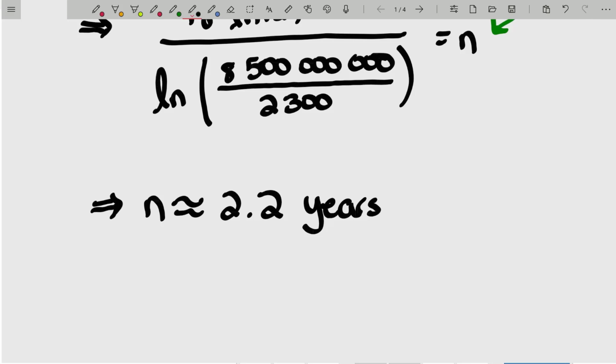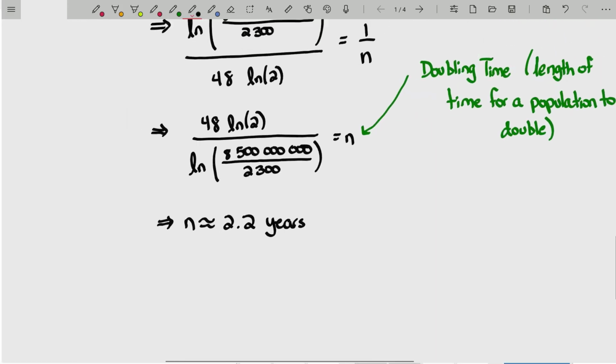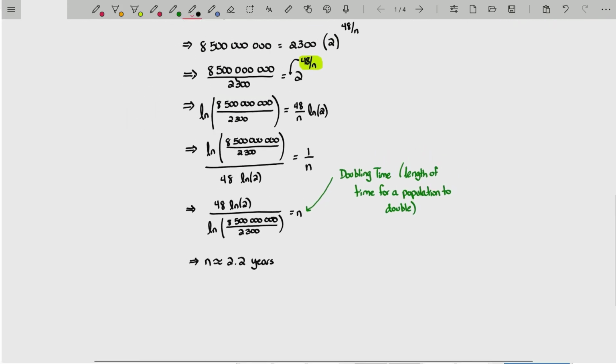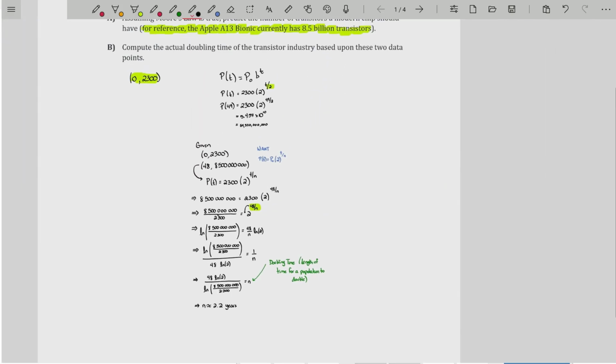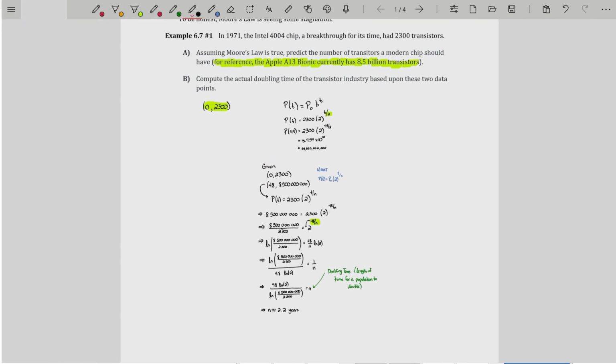The larger the number, the longer it takes to double the population. So that's a doubling time problem, a real world doubling time problem. Very nicely done, in fact, apropos for what we're going through in technology.